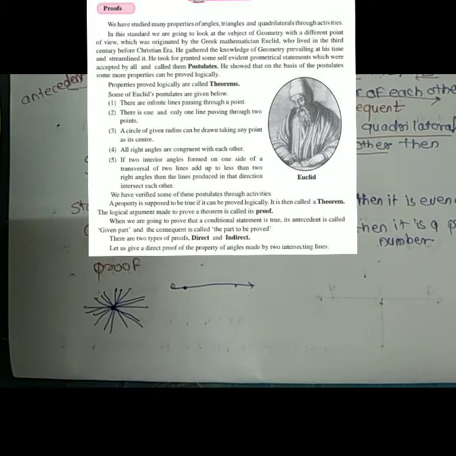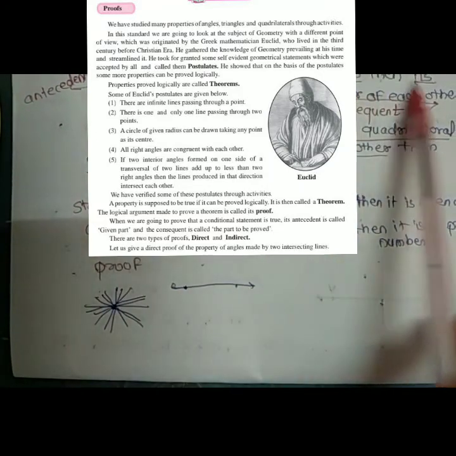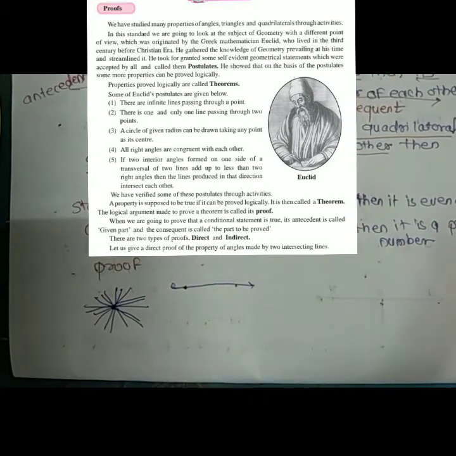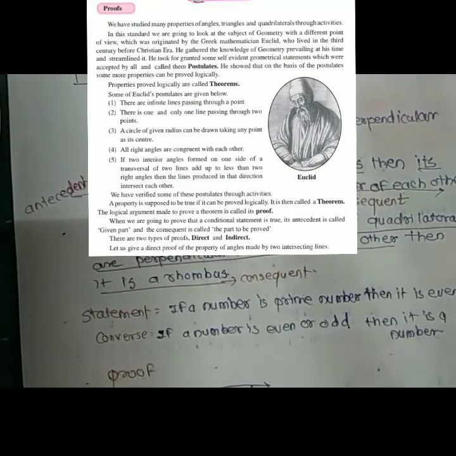if it can be proved logically. It is then called a theorem, and the logical argument made is the proof. When we are going to prove that a conditional statement is true, its antecedent is called the given part and the consequent is called the part to be proved. Here the antecedent is the given and the consequent part is to prove.